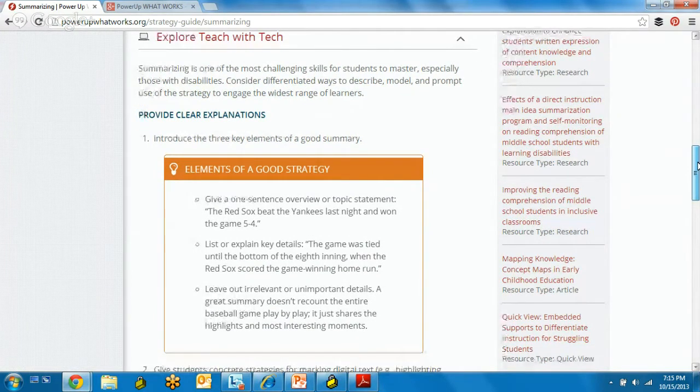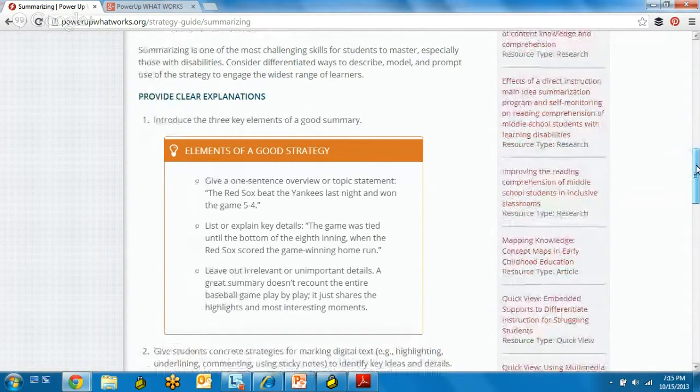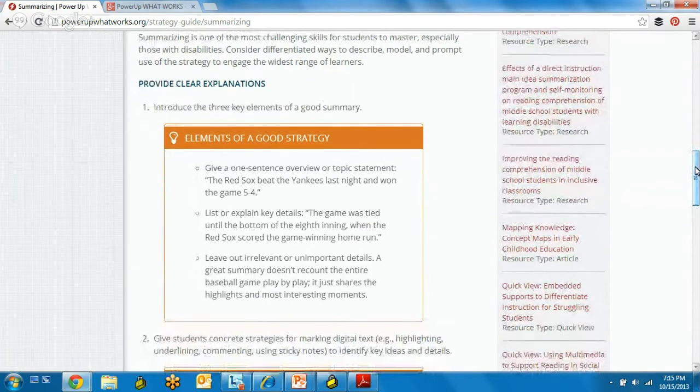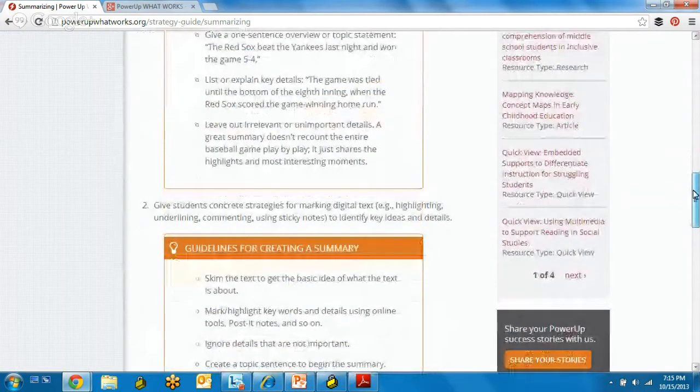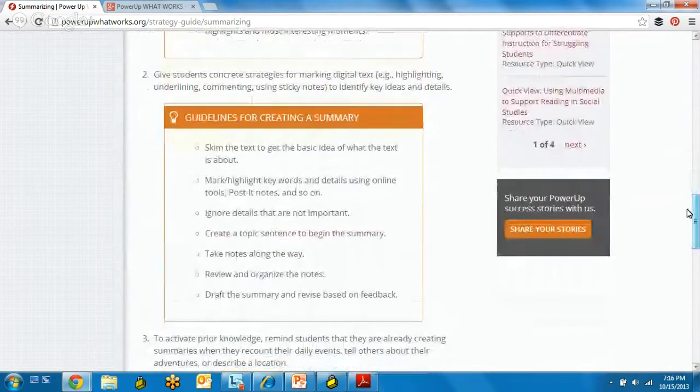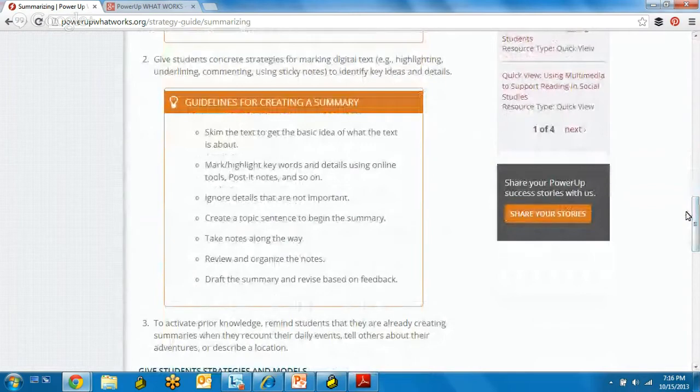Again, there's a lot that connects the different pieces of PowerUp. Elise, if you scroll down a little, there's a chart that we have there that's guidelines for creating a summary. And I'm pointing this out because a lot of people have found this helpful, and I'll be showing you how a teacher did find this helpful when she created a lesson.